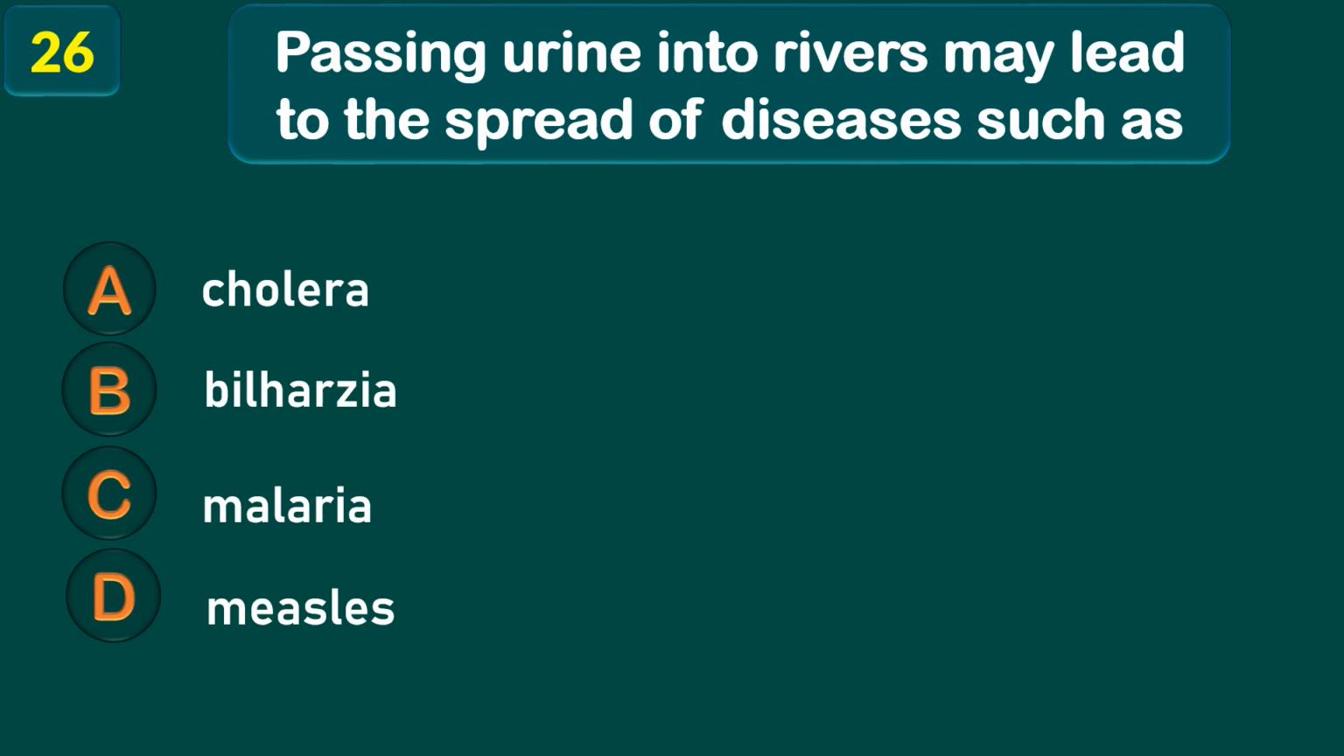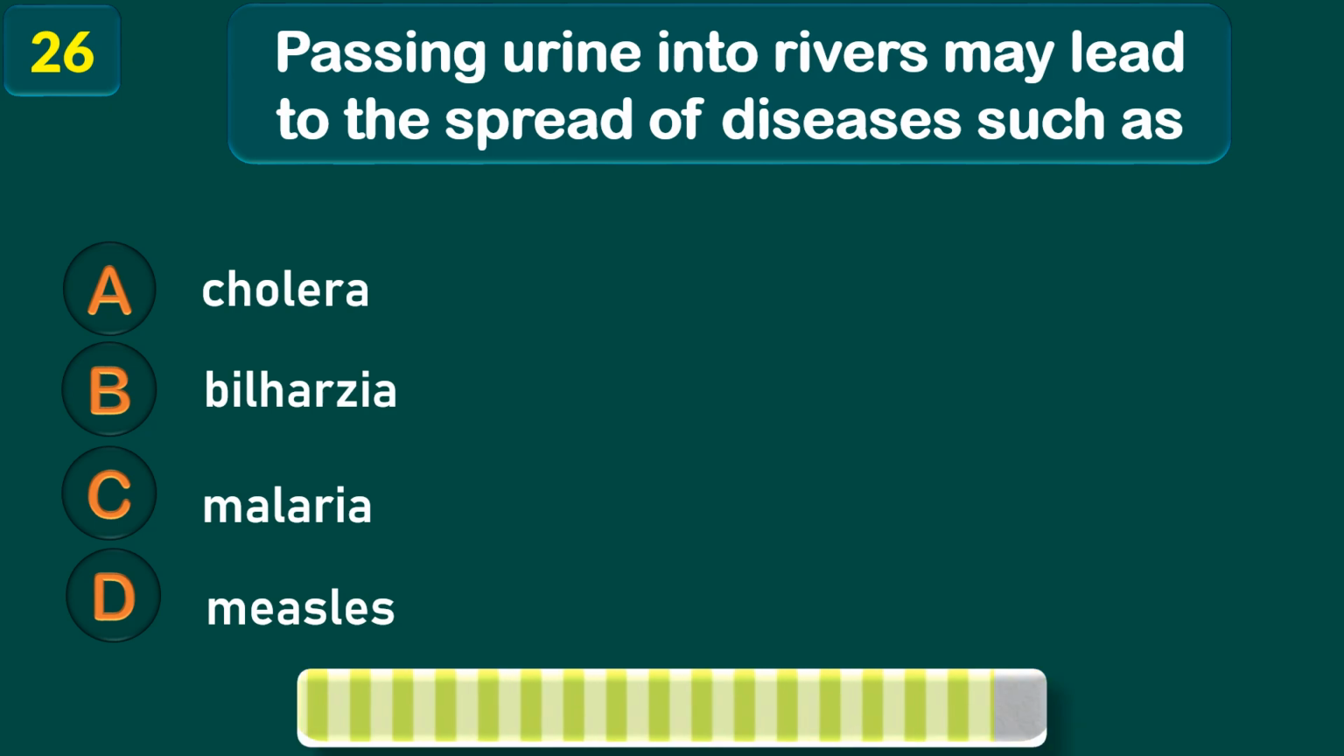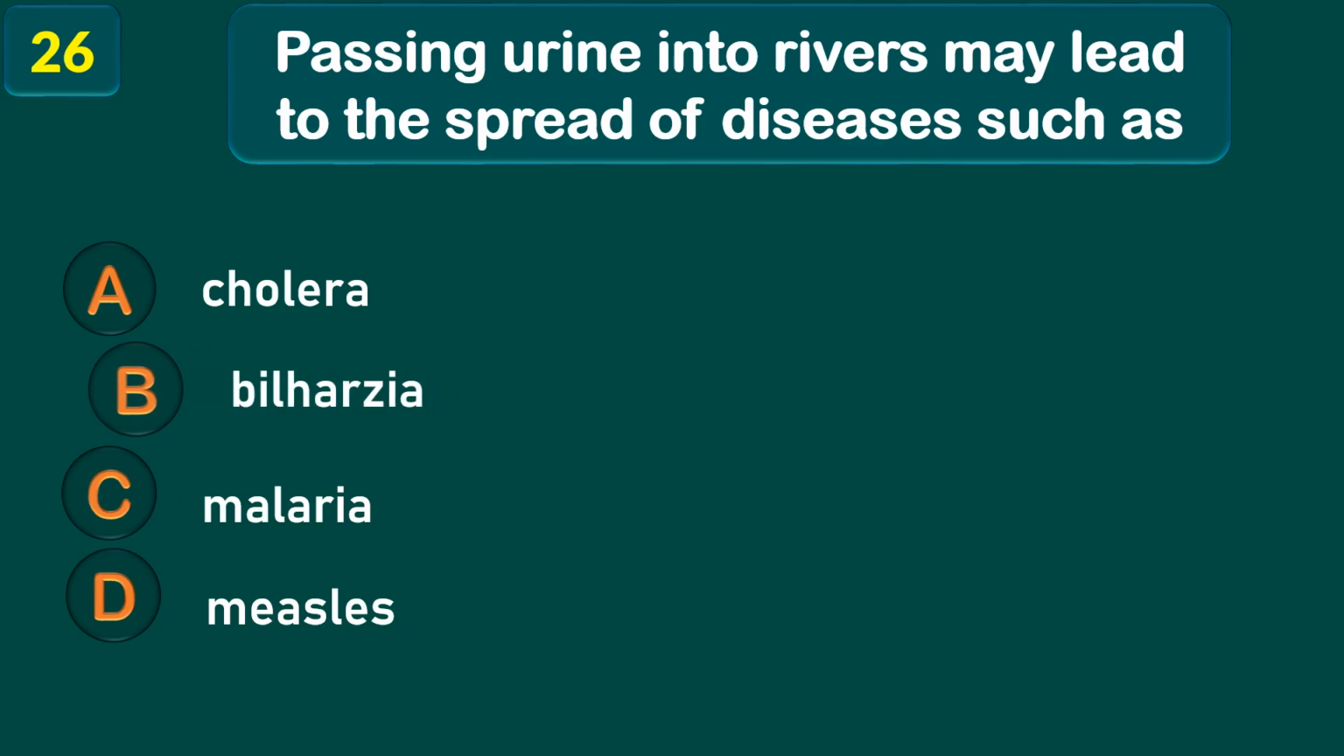Passing urine into rivers may lead to the spread of diseases, such as A. cholera, B. bilharzia, C. malaria, D. measles. Answer: B. bilharzia.